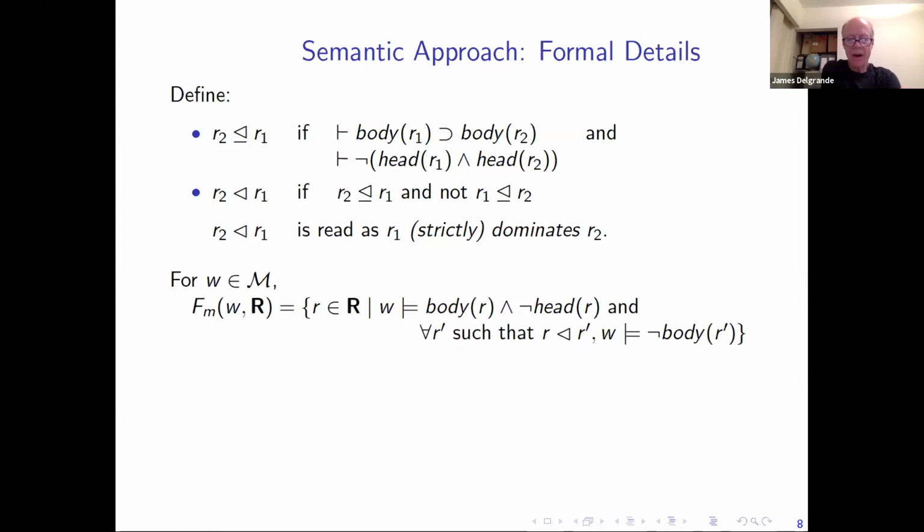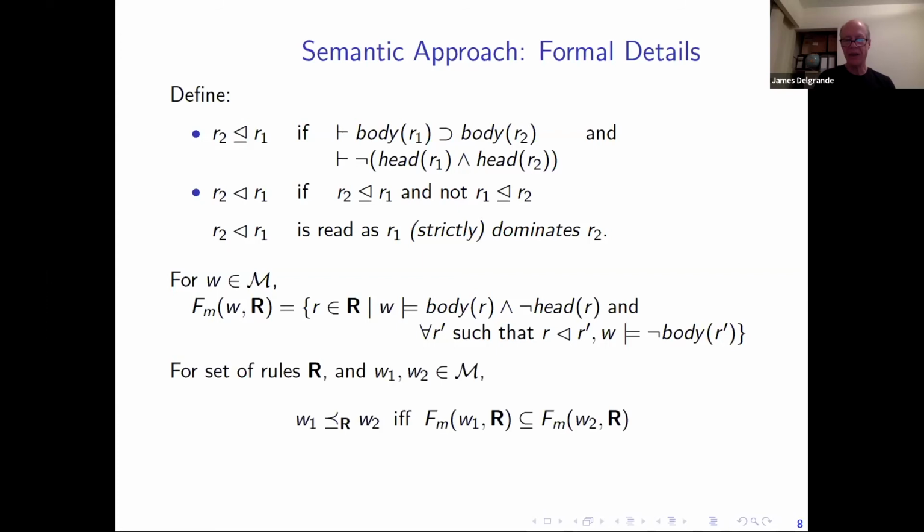So for a world W, F sub M W R is those rules that are falsified, and if you've got a falsified obligation, that's a bad thing. So these are the rules that are falsified, the body is true, the head is false, and any rule that dominates it is, in a sense, inapplicable. Its body is false at that world.